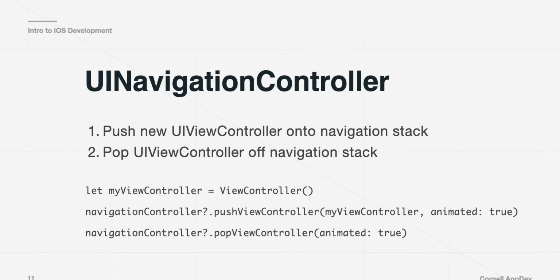So if you look at this code, you'll see that it's instantiating a view controller. So let myViewController equals ViewController. And then it's using the navigation controller to push the view controller, and then it's using the navigation controller to pop it. So when you push it, it pushes it onto the stack so you can see it, and when you pop it, it removes it.